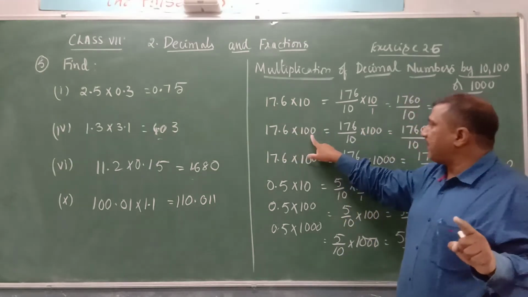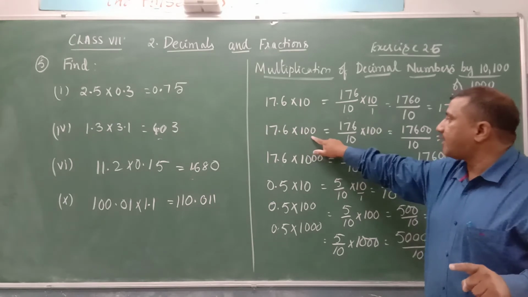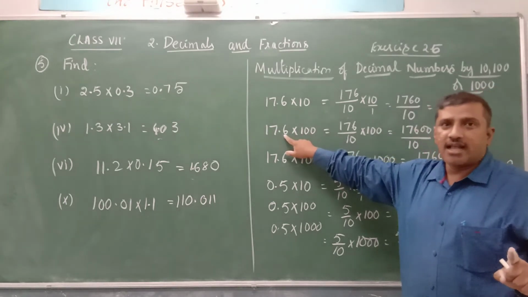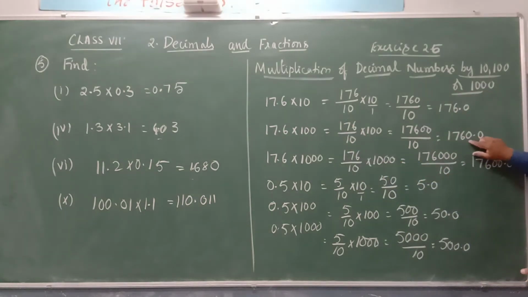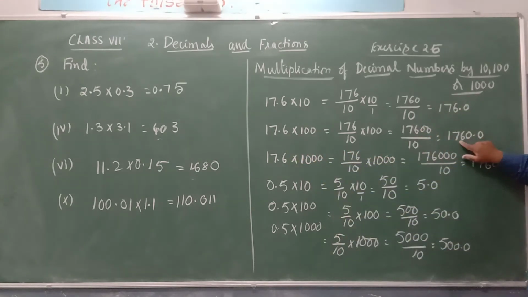Similarly, when we multiply with 100, the decimal point will move 2 places as 100 has 2 zeros. Here only 1 digit is there. There is no second digit, that's why we have got 0. So the decimal point is moved 2 digits as 100 has 2 zeros.